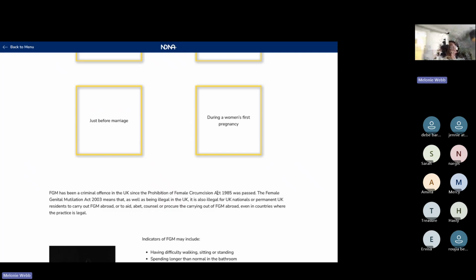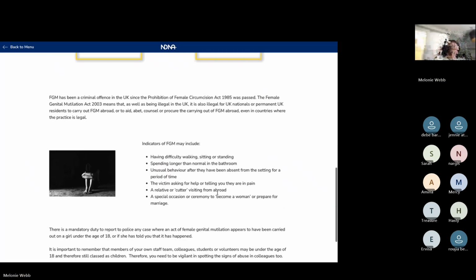So that is basically saying that if you are a UK resident, whether that is permanent or you're a UK national or you were born here, it is illegal for you to go elsewhere to commit genital mutilation. It is considered a crime, regardless of where you go to do it, and regardless of their rules.